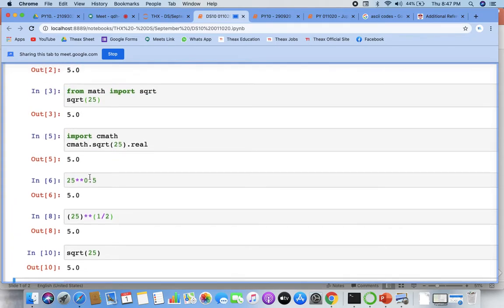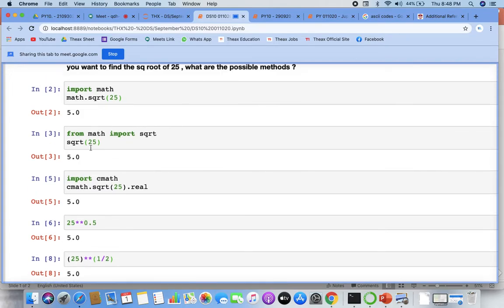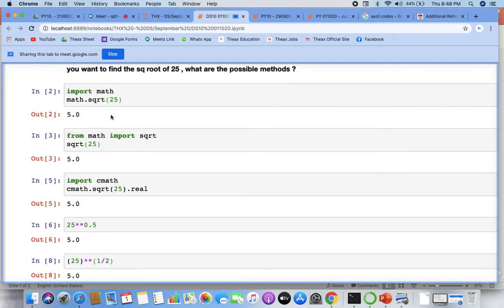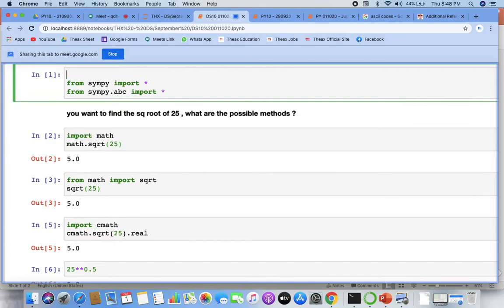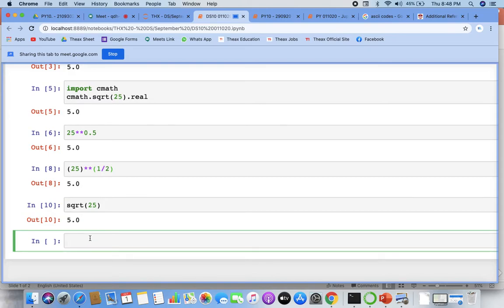So square root can be found in various ways, right? You have seen we can use cmath. Why have we used real? Only to see the real part of that complex number. From math, we have used sqrt. Similarly, we have used it for SymPy. One more thing you can do is import even sympy. That's also easy. Okay, fine, right?